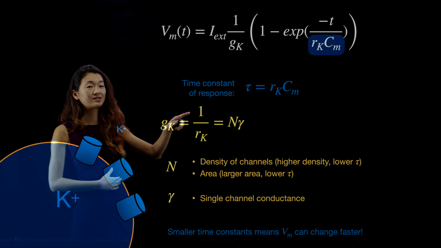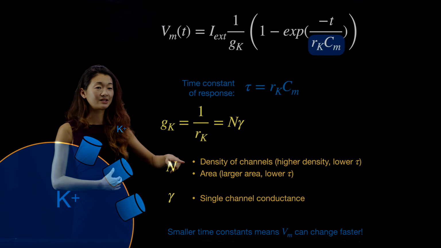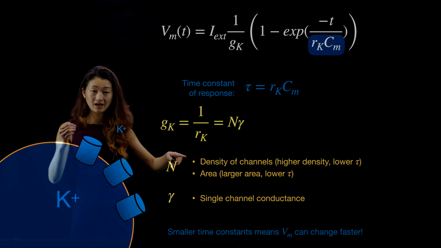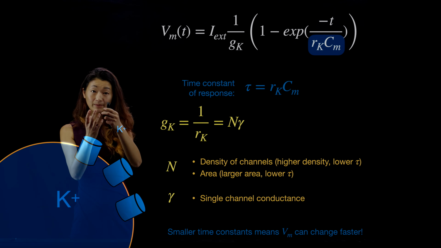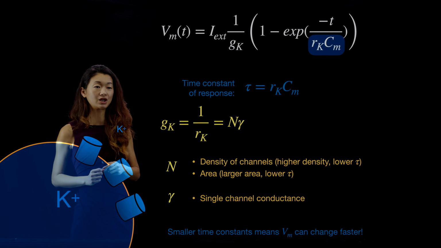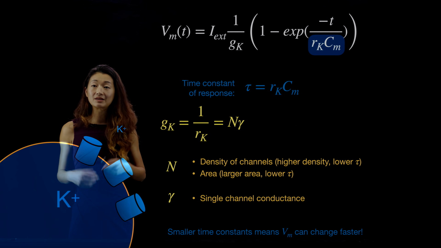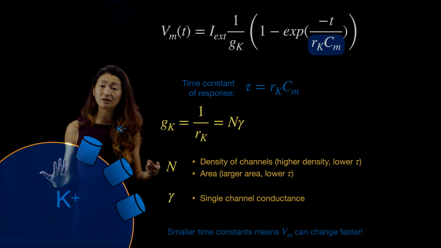And so this tau is then once again a function of the density of the channels, how many there are per square area, the area that we're talking about, like literally how large is the cell in the local area that's responding to this change, and then also gamma, the single channel conductance. Now the single channel conductance is probably going to be a biophysical property of that particular ion channel type.